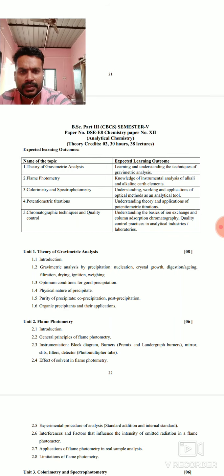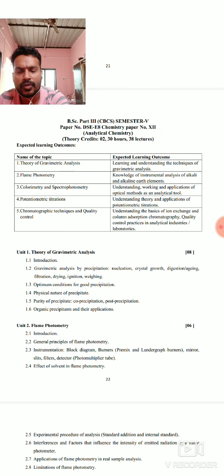Now in the syllabus copy, the expected learning outcome of each topic is given. Now discussing the theory of gravimetric analysis, the expected outcome is learning and understanding the technique of gravimetric analysis. As we know that gravimetric analysis is one of the quantitative types of analysis which we carry out in our laboratory. At the B.Sc Part 2 level, we have already performed this practical under the inorganic section, that is gravimetric analysis of barium and gravimetric analysis of iron.